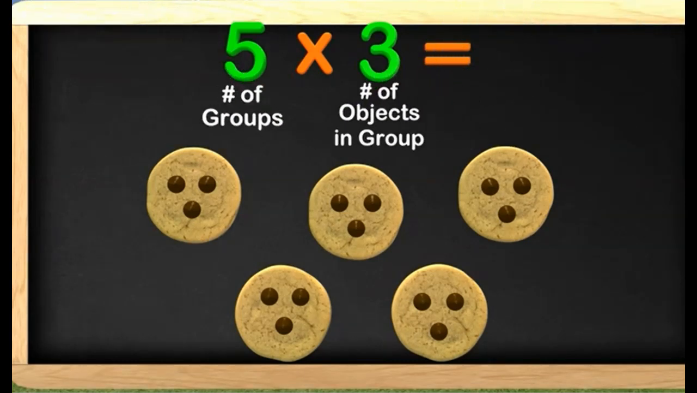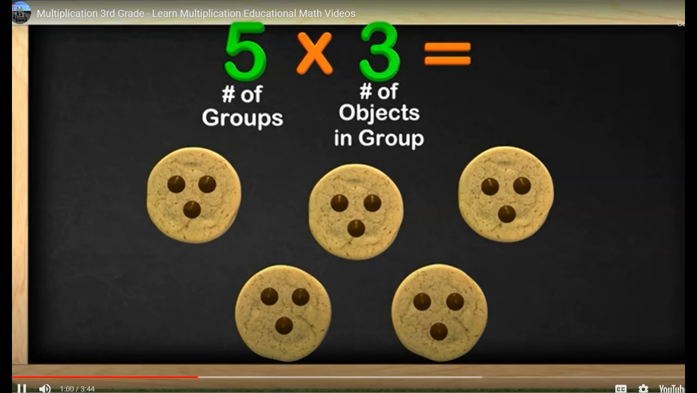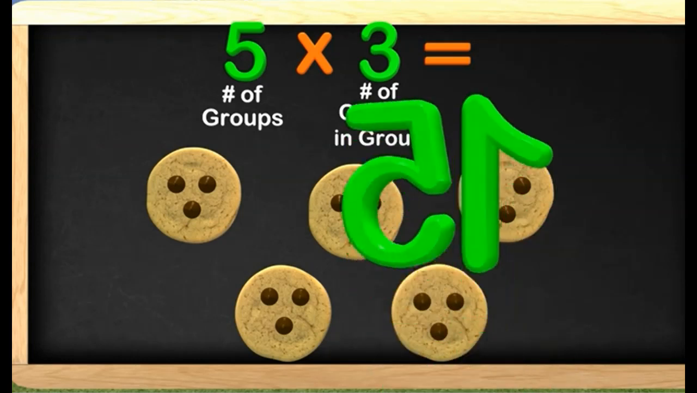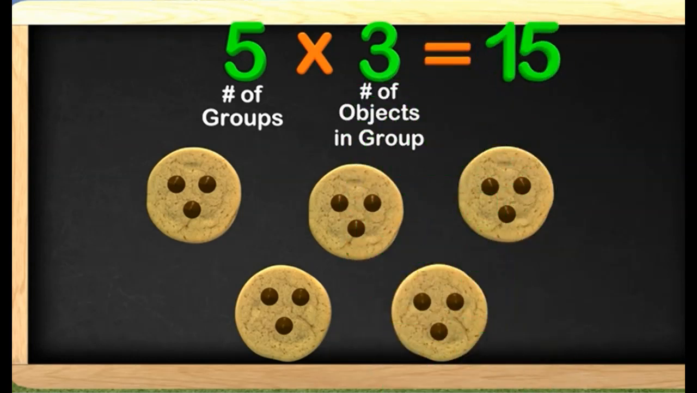to do this. When multiplying, we can look at the 5 as being the number of groups, and the 3 as the number of objects in the group. These cookies show this concept. There are 5 cookies, and they are the number of groups. On each cookie, there are 3 chocolate chips, and they are the number of objects in each group. Can you please tell me how many chocolate chips there are in all? There are 15 chocolate chips.